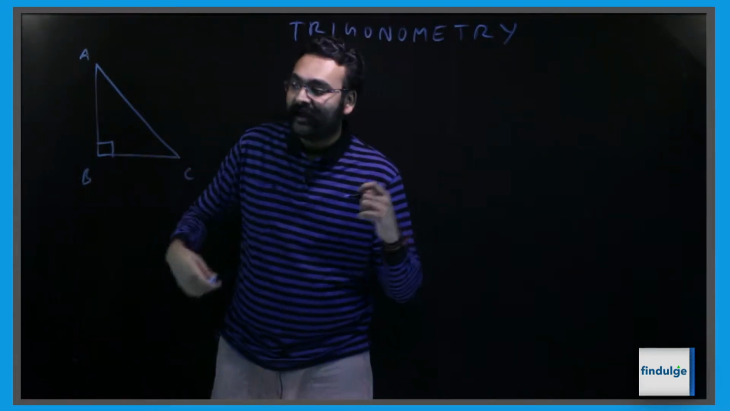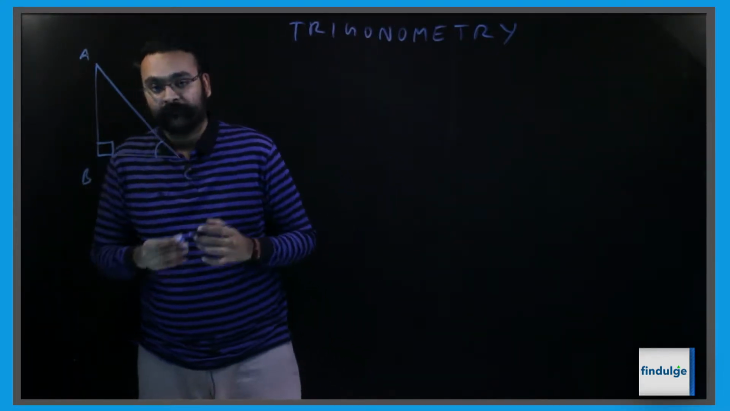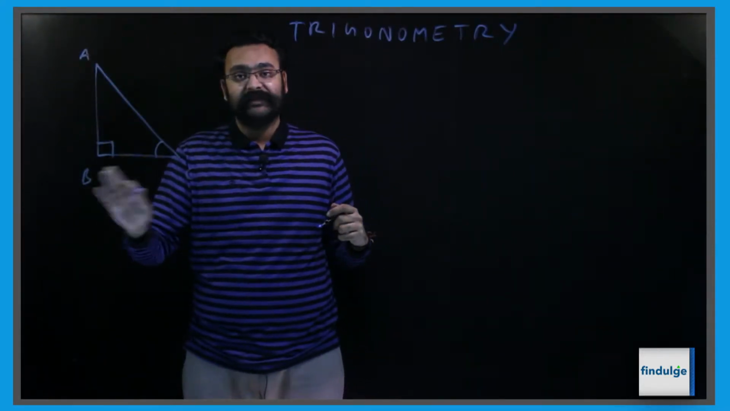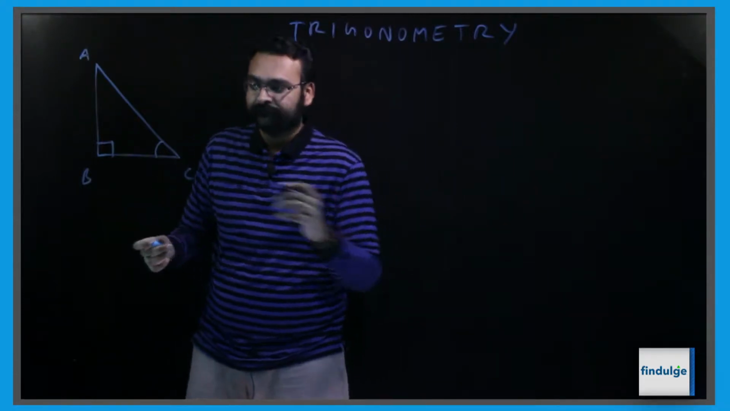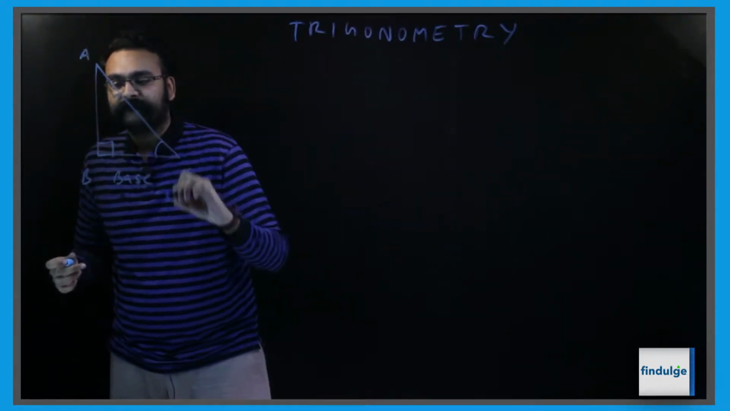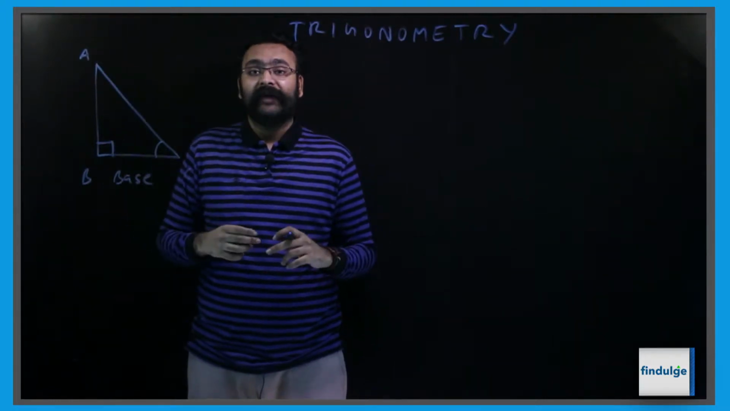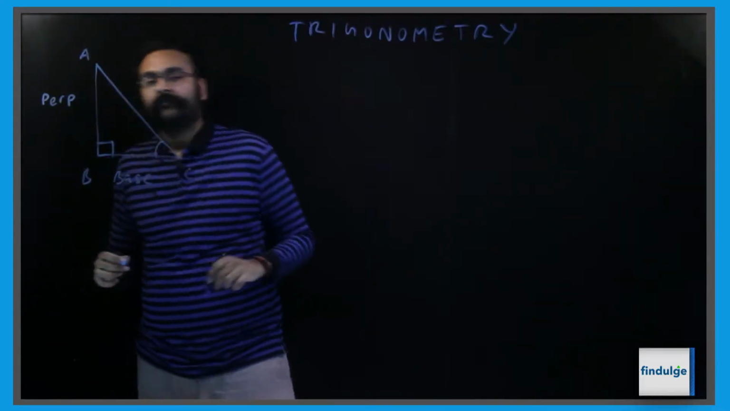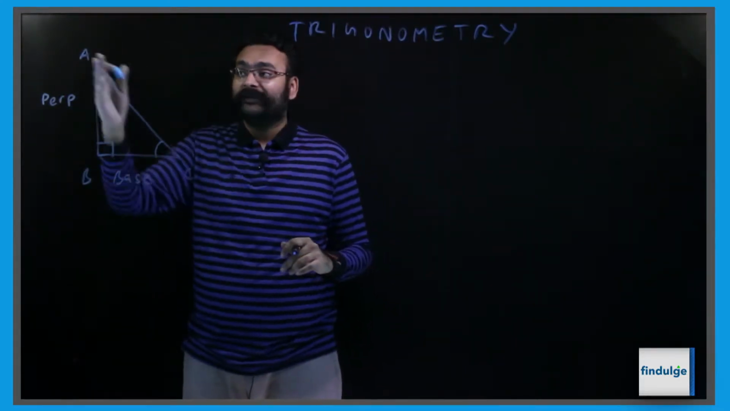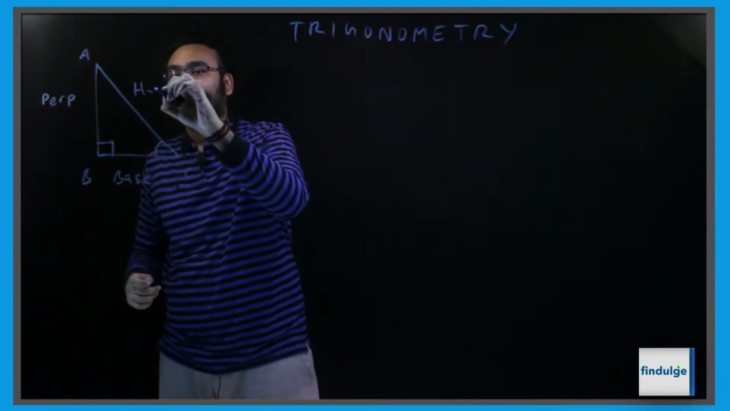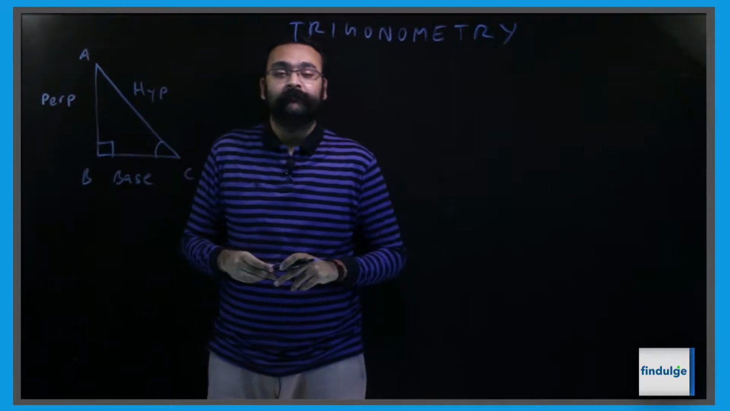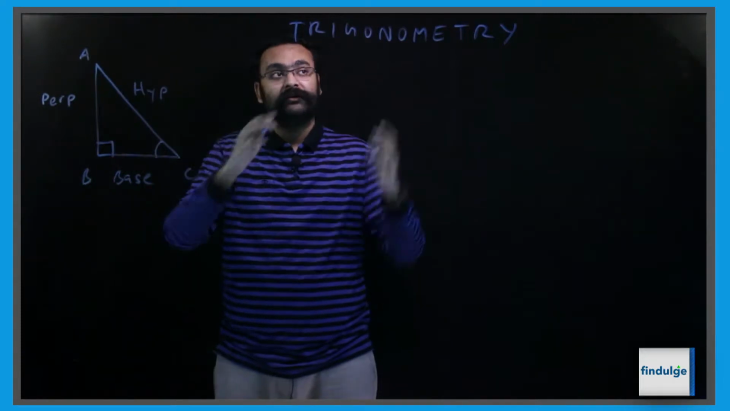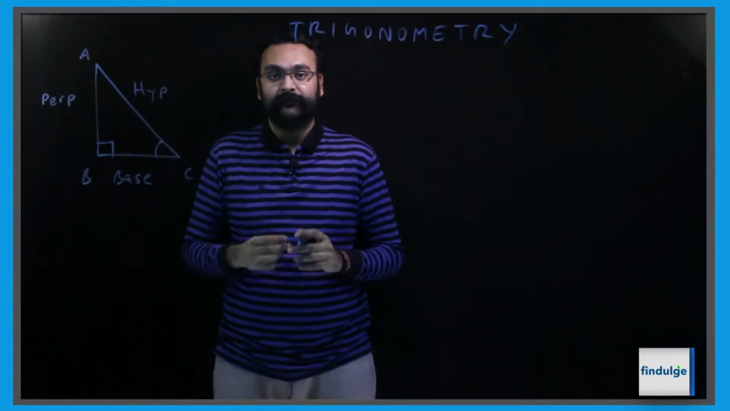How? Let's say we start with angle C. Now if I look at this triangle, I can think of BC as the base of the triangle. I can think of AB as the perpendicular of the triangle. And obviously we know that AC is nothing but the hypotenuse of the triangle. We will keep these terms in mind and then look at what trigonometry does with them.